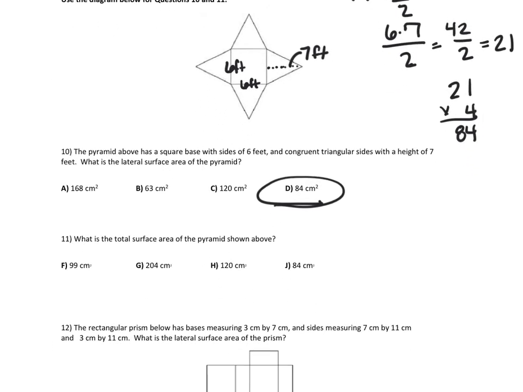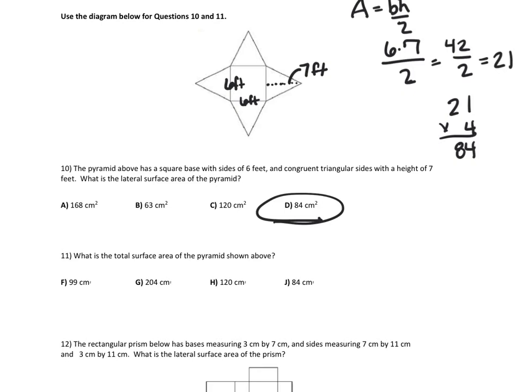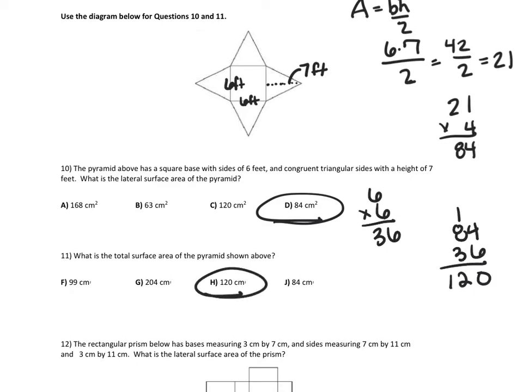So the next question asks you the total surface area. So what you do is you take the lateral surface area and then you add that base in that you have. So the base is a 6 by 6 square. So 6 times 6 is 36. So we add 84 and 36 and we get 120, which is letter choice H.